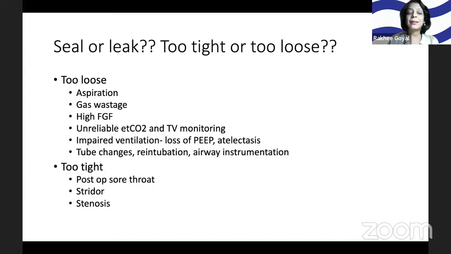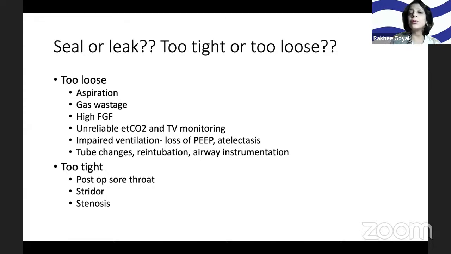Then the monitoring, the tidal volume becomes very unreliable if there's a leak. The EtCO2 is unreliable. The ventilation distribution is unreliable. You don't know the PEEP you are giving, is it going, not going? And you will end up with atelectasis. Even while putting the tube, when you put an uncuffed tube, unless you have a good experience, you would probably be reintubating a couple of times to get the right size tube in place. So a lot of airway instrumentation may happen, I would say.